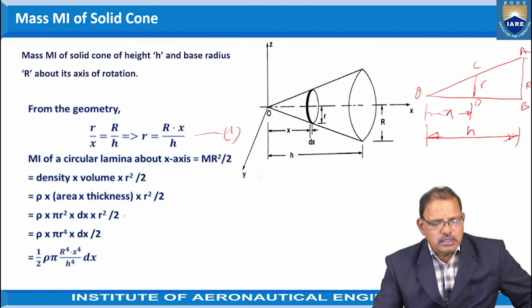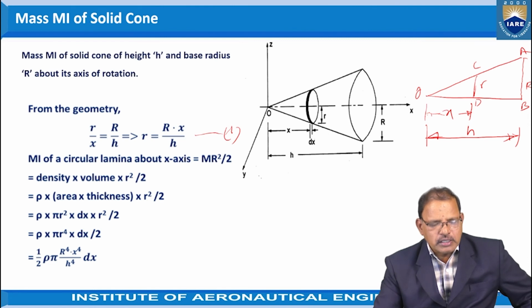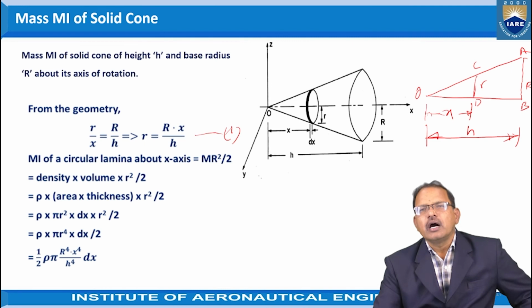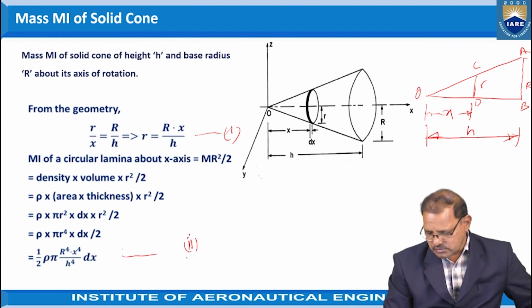Or it can be written as 1 by 2 rho pi r to the power of 4 x to the power of 4 divided by h to the power of 4, after substituting the value of r is equal to rx divided by h from equation number 2.